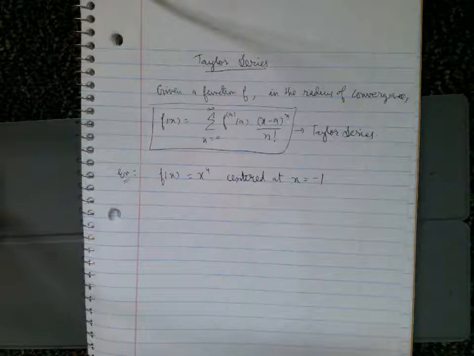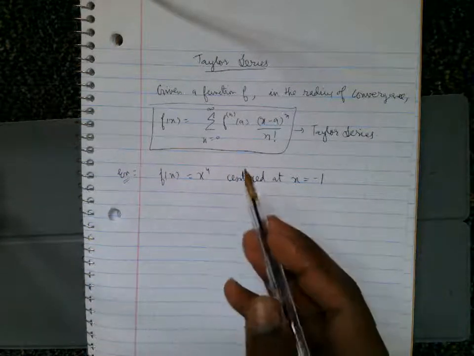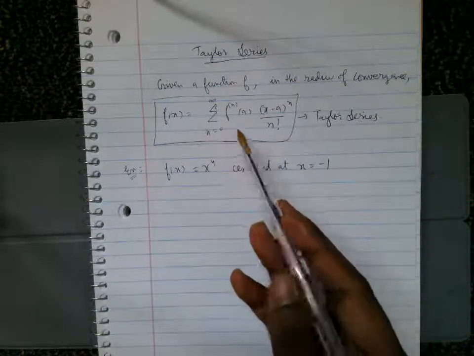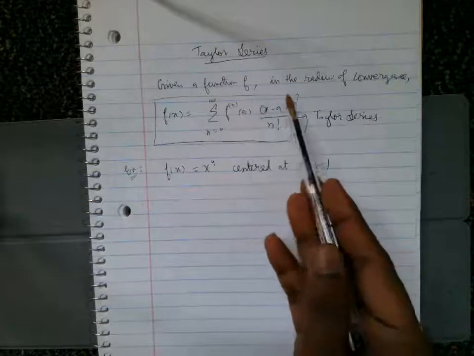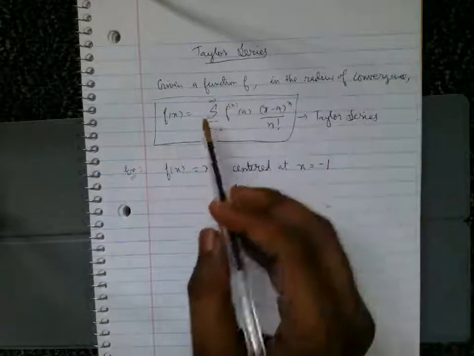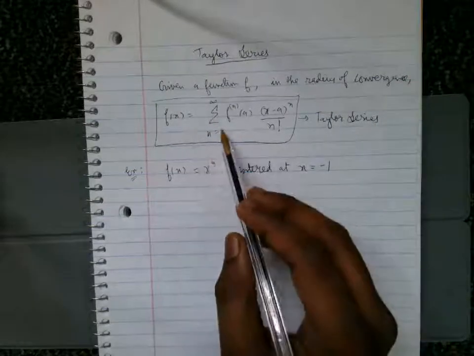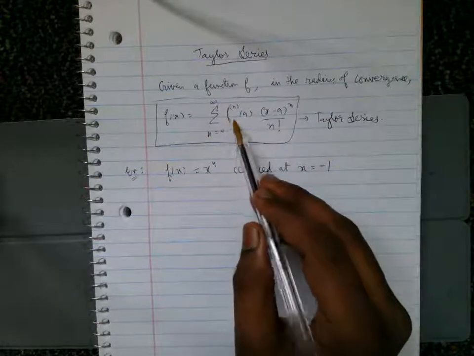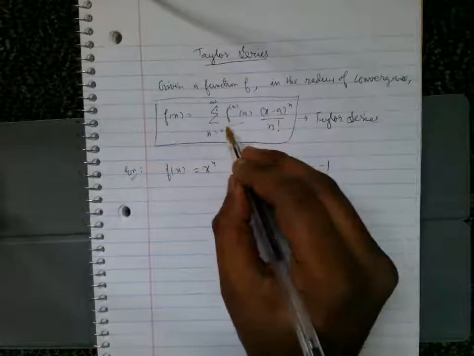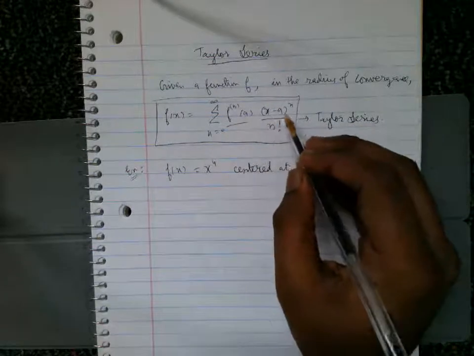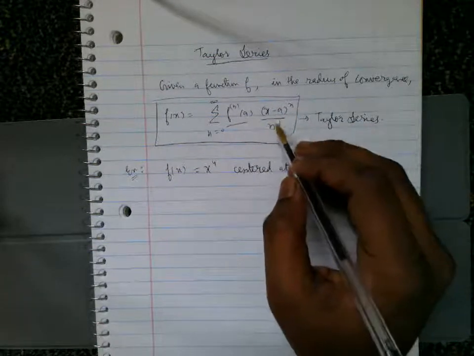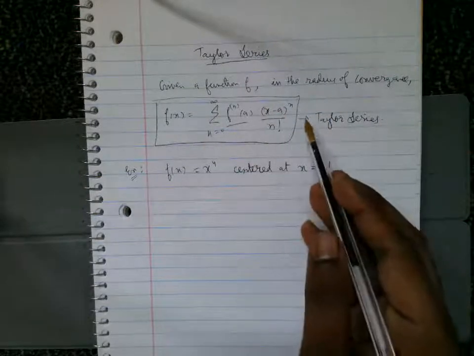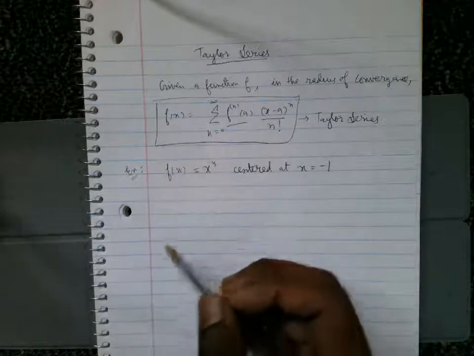So in this video, I'll be talking about Taylor series and Maclaurin series and a few applications of them. So let's start with Taylor series. Given a function f in the radius of convergence, f of x is equal to the sum over n running from 0 to infinity of the nth derivative of f evaluated at a times (x minus a) to the power n divided by n factorial. This formula is the Taylor series formula for f of x.